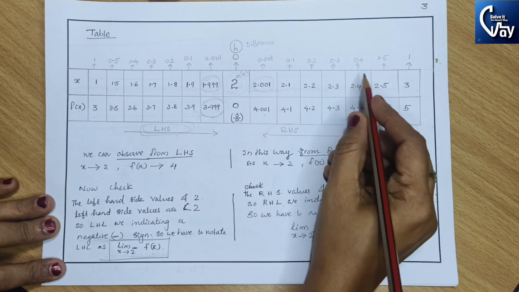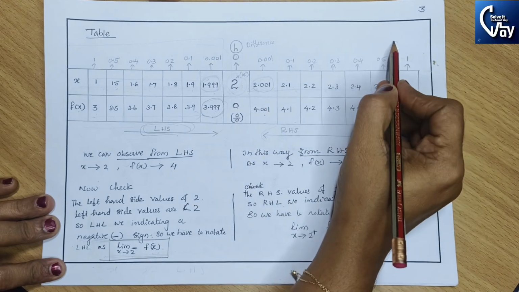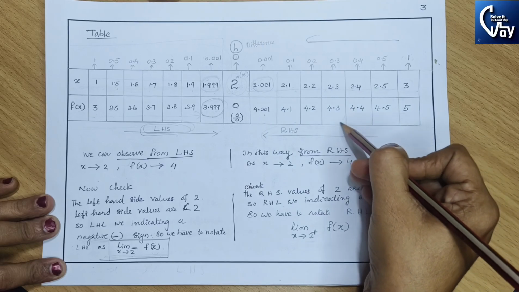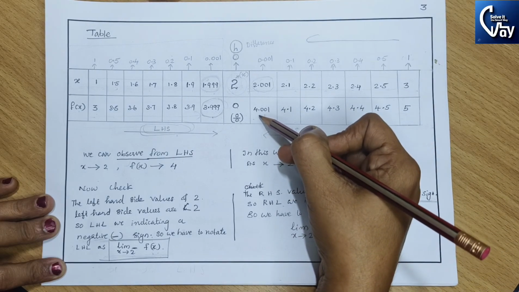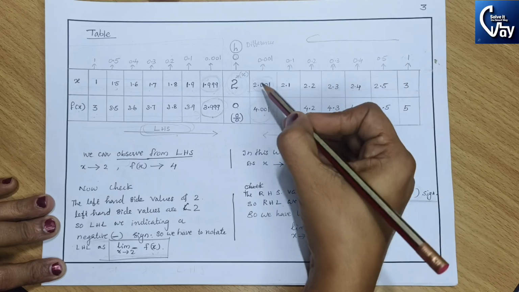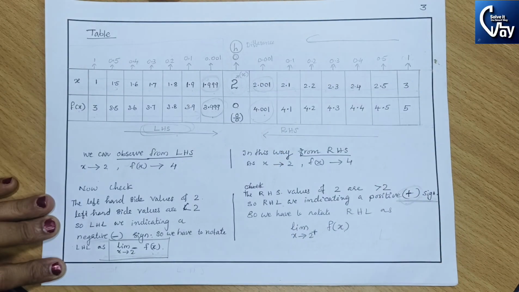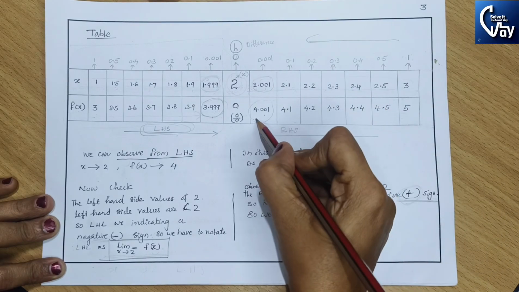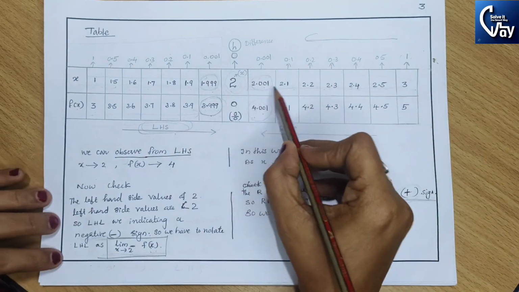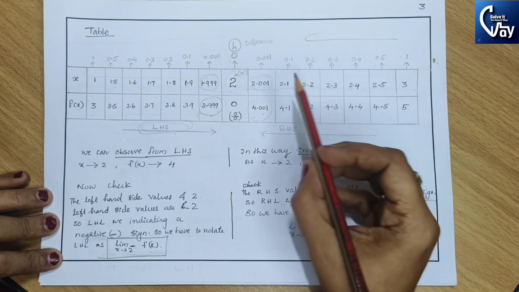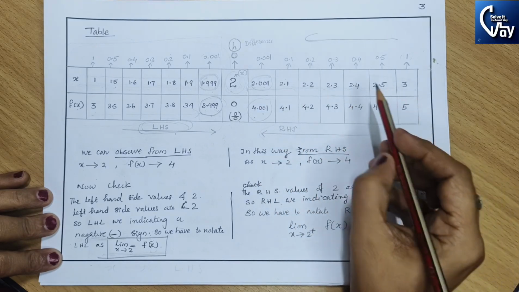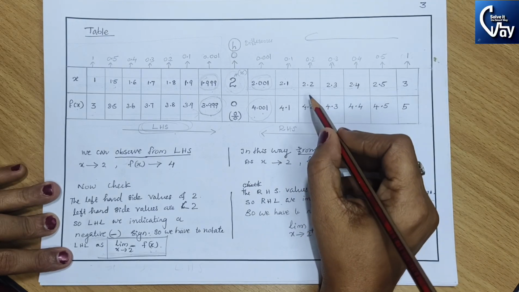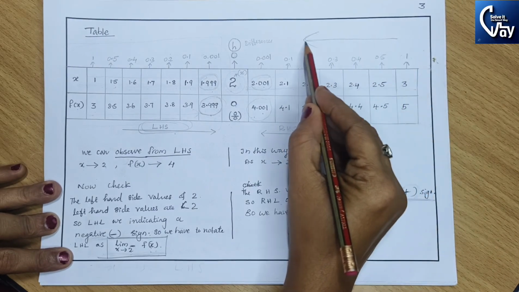In the same way, from the RHS, as x approaches 2 from the RHS, f of x approaches 4. 4.001 is very close to 4, and 2.001 is very close to 2. So as x approaches 2 from the RHS, f of x approaches 4. These all are called right side values of 2. So right hand limit is indicated by a positive sign. That positive sign indicates that x is approaching 2 from the right side.